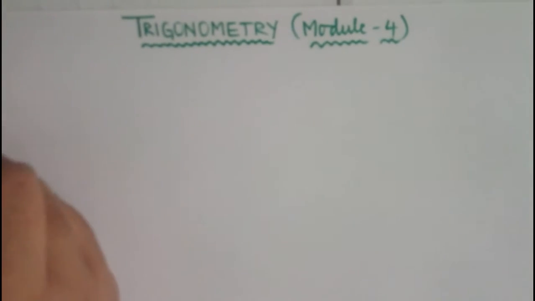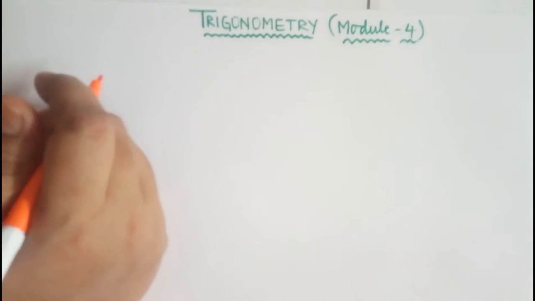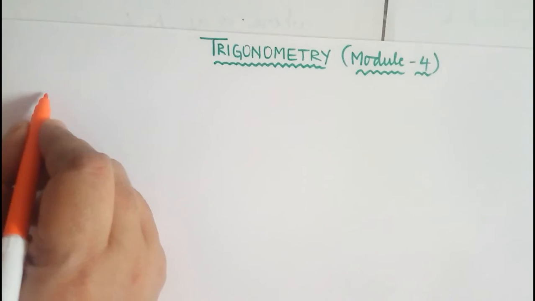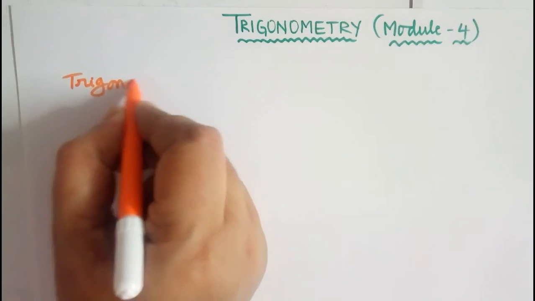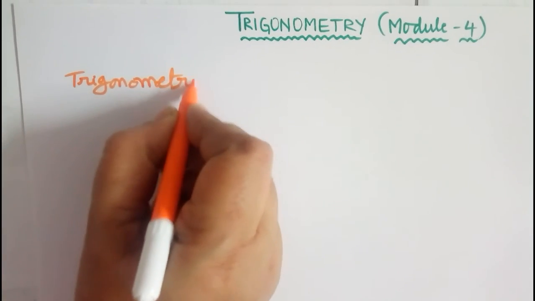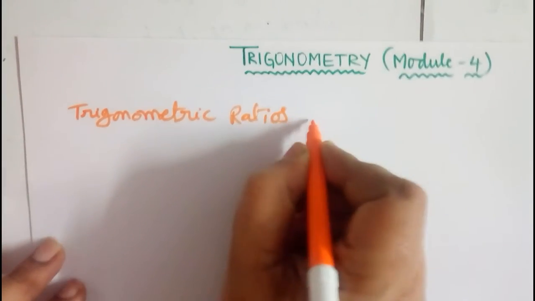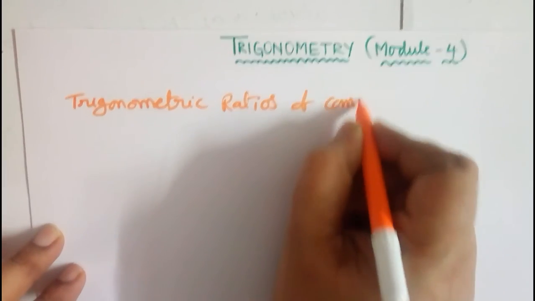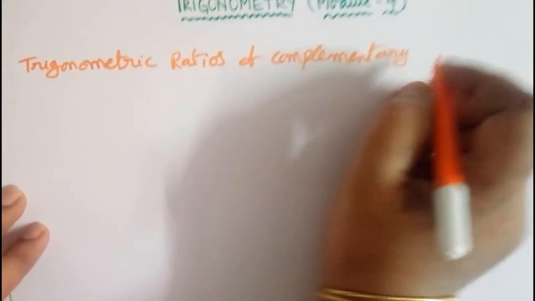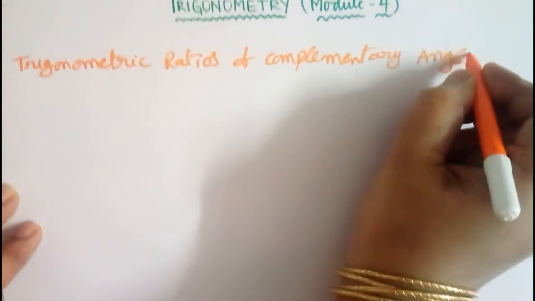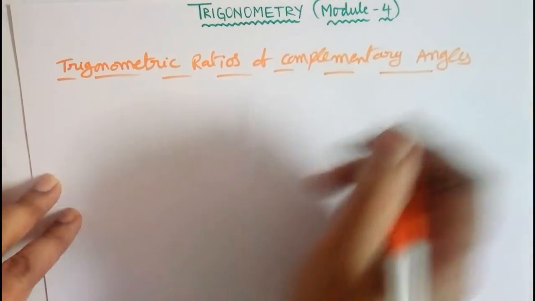In the last class we discussed trigonometry ratios of some specific angles. Now today we are going to discuss trigonometry ratios of complementary angles. Trigonometric ratios of complementary angles. Now tell me, what are the complementary angles?